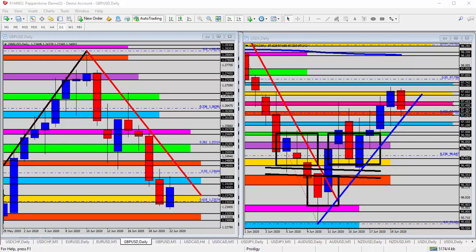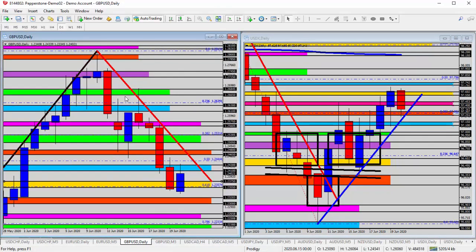Today we're taking a look at the GBPUSD, Great British Pound versus the US dollar, for today's trade analysis. As we look here at the daily time frame, we're actually looking at two different charts. The left-hand side is the pound dollar. The right-hand side is the US dollar index, and the US dollar index has been pressuring higher, as you can see along the blue trend line.